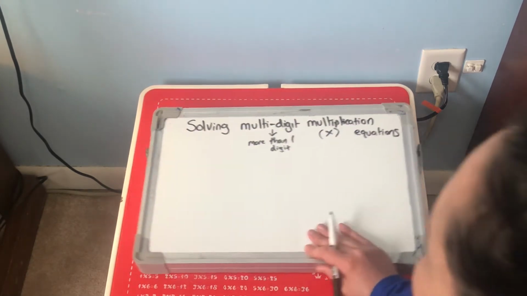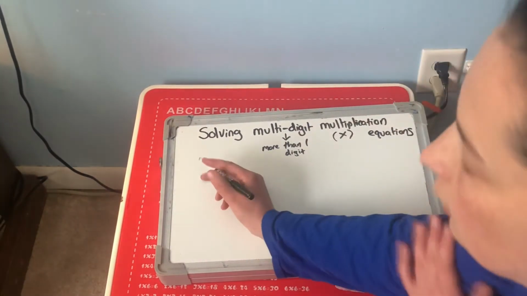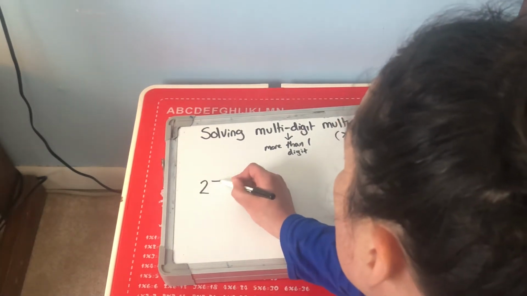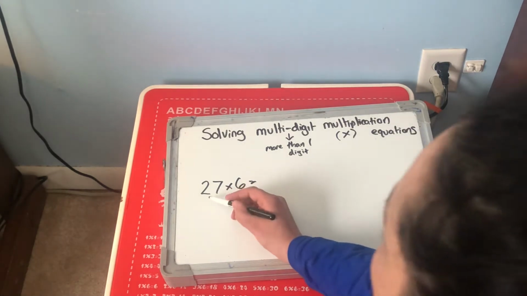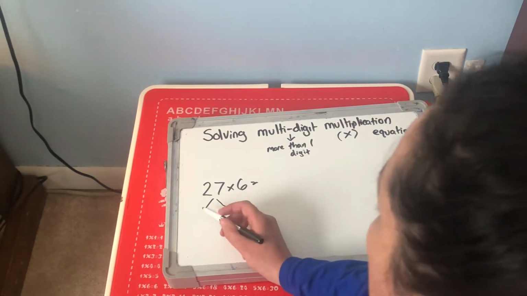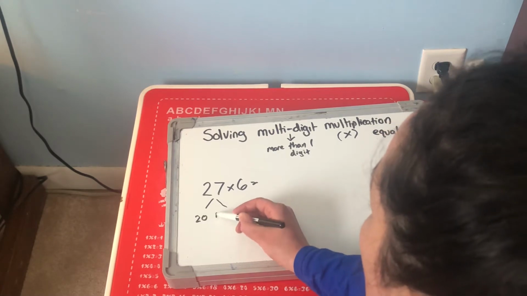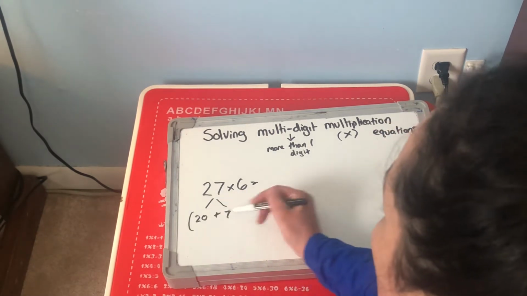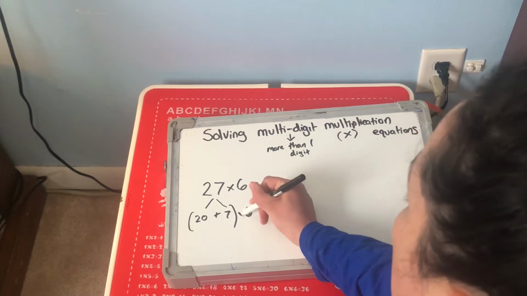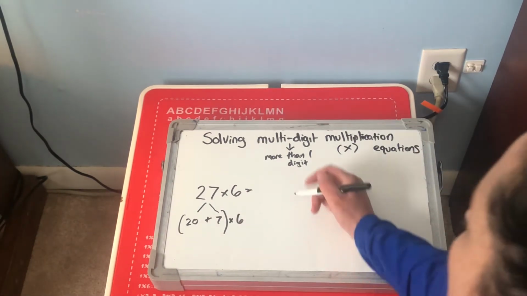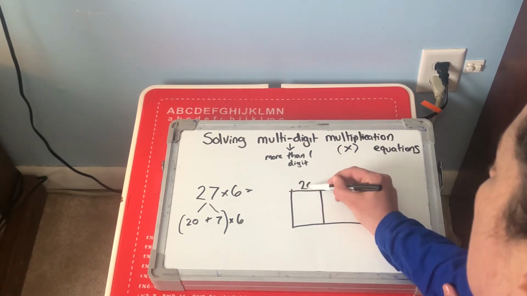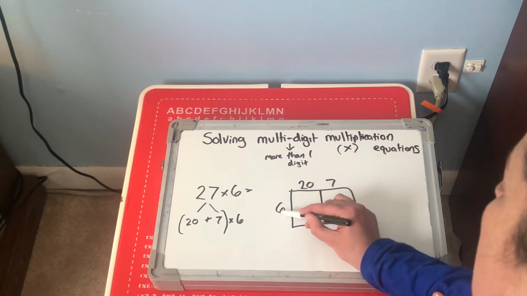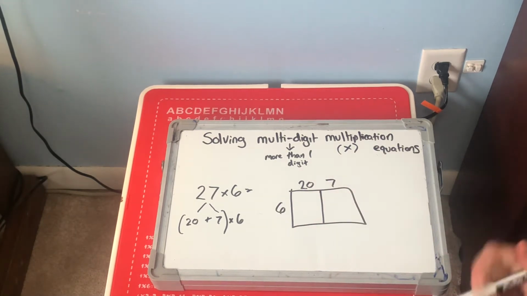So we had said if I was doing something like, and I'm just doing this quick as a review, 27 times 6, step 1 is to break up my multi-digit number. 27 is the same as 20 plus 7, and we're multiplying all of that times 6. Then we would set up our area model. Okay, 20 plus 7 times 6, and then I would multiply the numbers inside my area model.